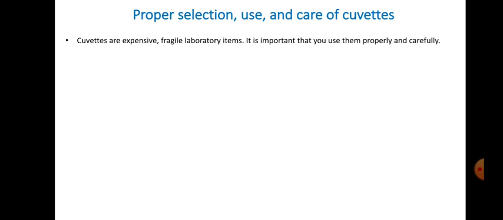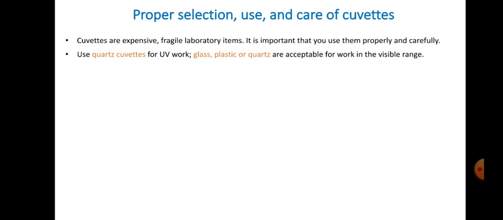So we need to take care of these cuvettes because they are made of glass or quartz, and this is a very delicate and fragile material, right? So we have to handle them very carefully, and they are quite expensive. One pair of sample cuvettes, since they usually come in a pair, costs around 7,000 rupees, right? So we have to maintain them properly and utilize them for particular work.